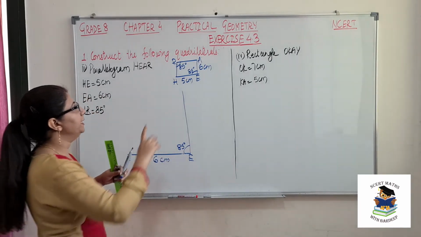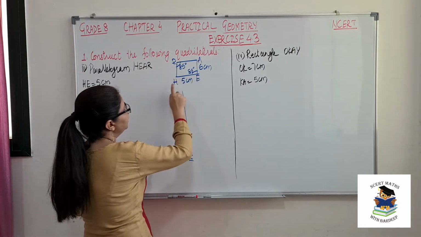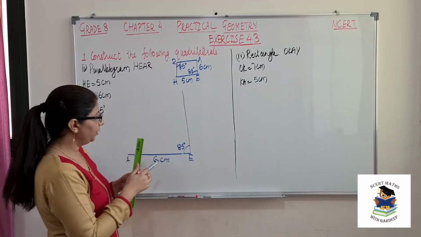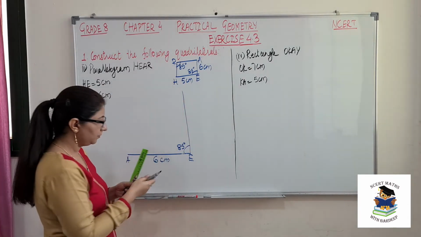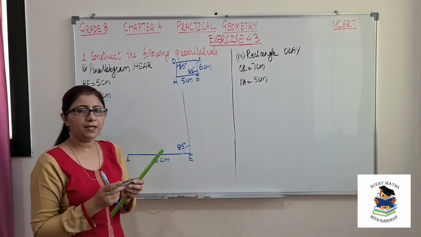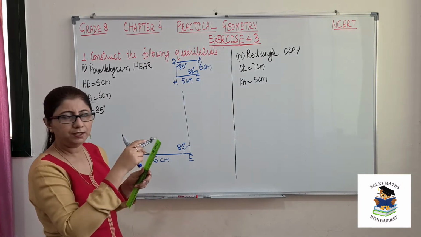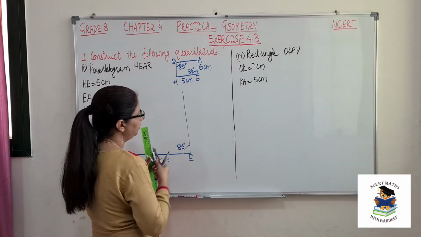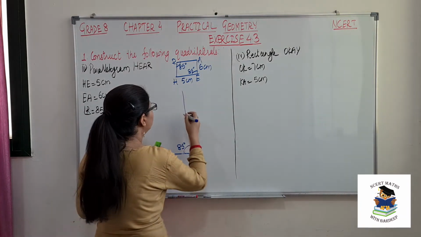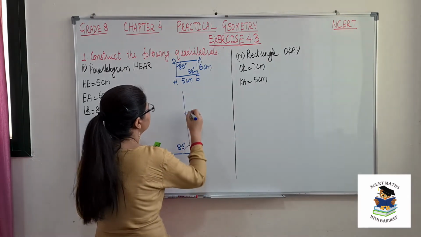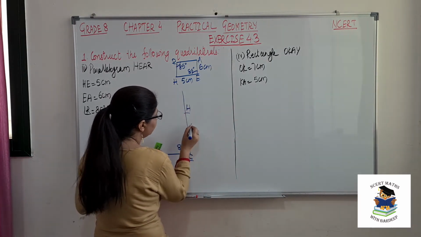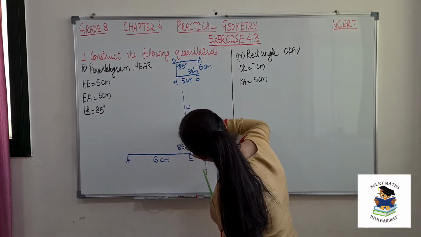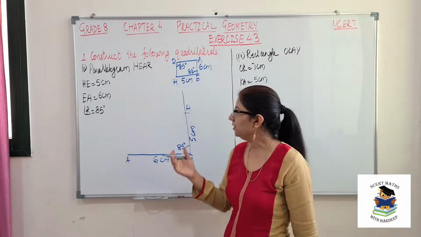Now what to do? See, now from E, point H is 5 centimeter long. So what we are going to do is, we will use our scale and compass to measure a 5 centimeter distance. Keep your needle on E and then make an arc. So let it be this. So this point will be H, that is 5 centimeters. So we should write in the same direction always. So let it be 5 centimeter.